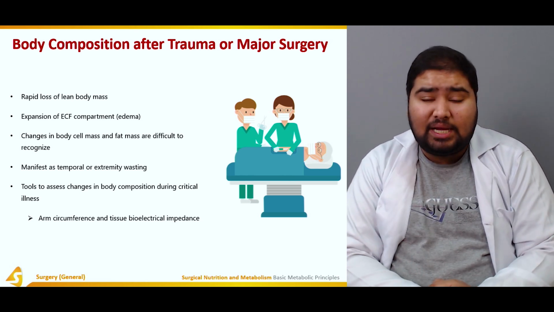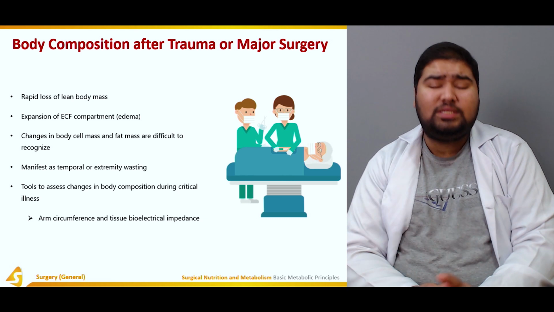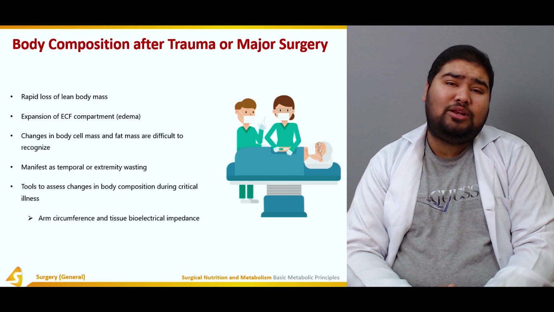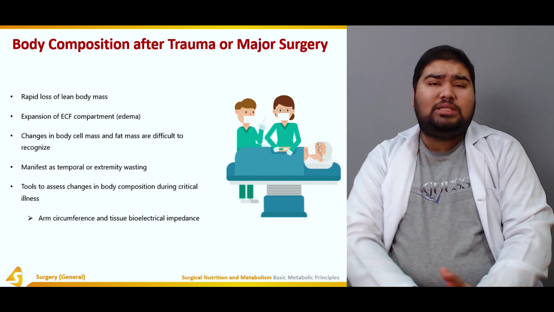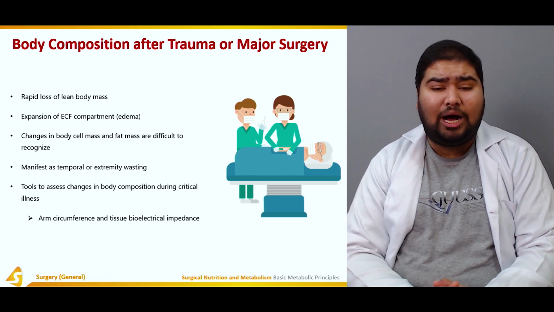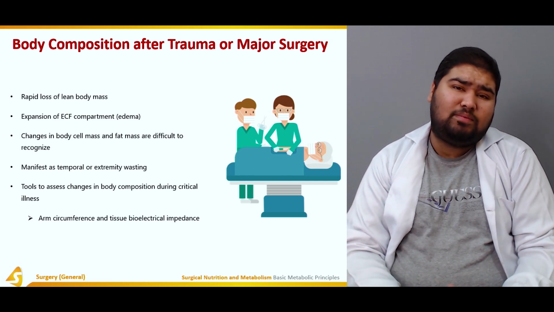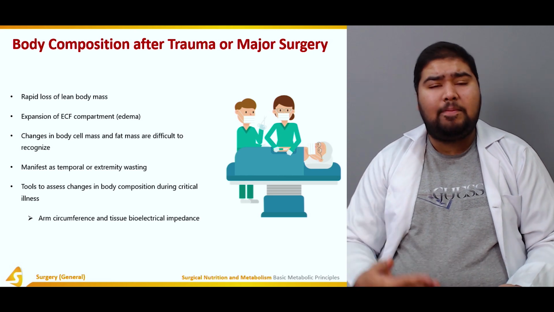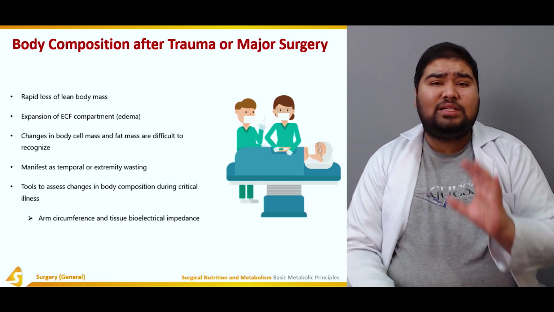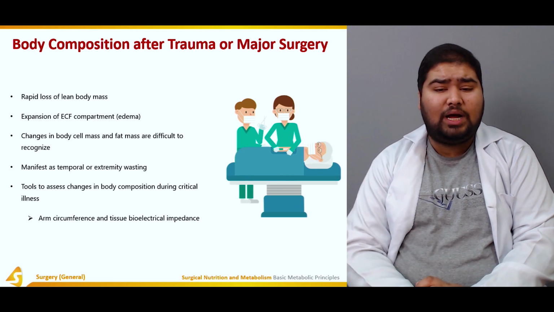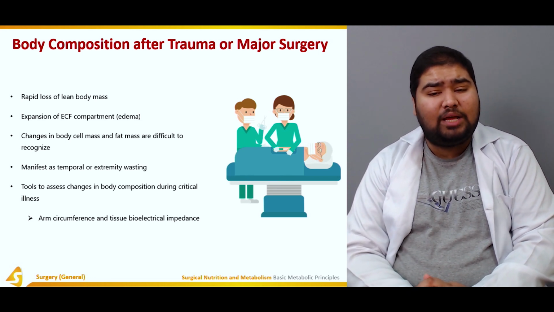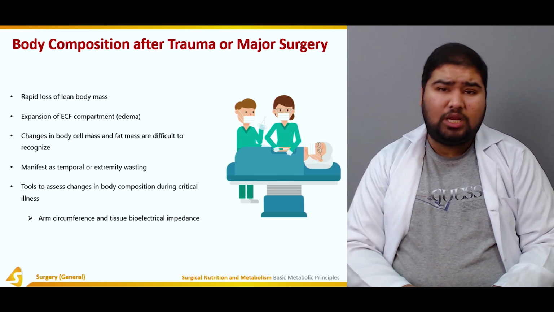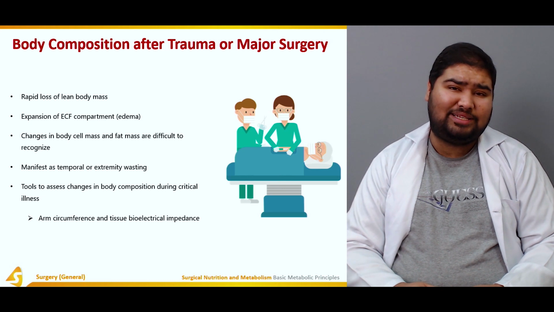However, sometimes these assessment tools are used. Mind you, these tools are difficult to use, difficult to interpret, and they're not very commonly used. Sometimes they're used. These tools include the arm circumference. That is, you measure the circumference of the arm. You keep on measuring it serially and compare it every day and see if there is wasting of the muscles of the arm. And then there's tissue bioelectrical impedance test. Again, a complicated procedure, not commonly used, but can be used for this assessment.